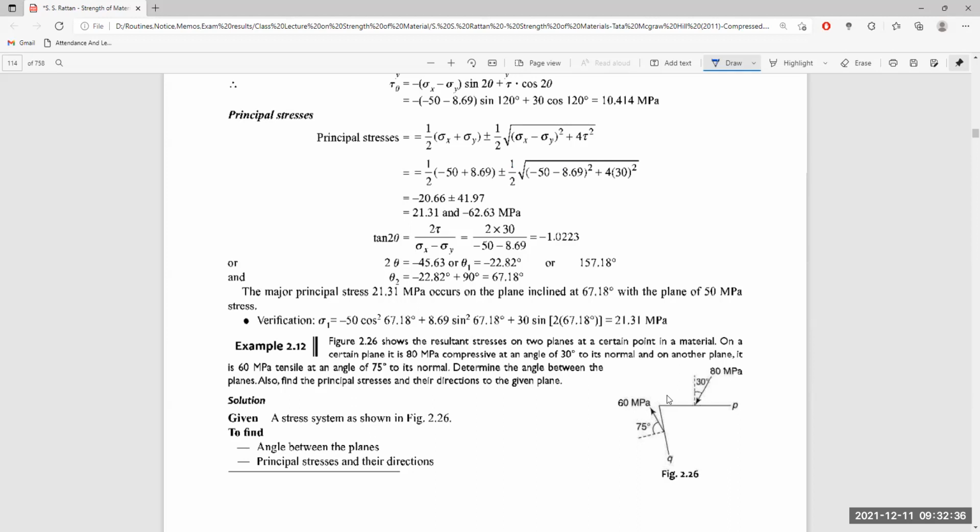So here the resultant stress is given as the resultant of the stresses on an inclined plane, sigma theta and tau theta. Here, one is 80 MPa, another is 60 MPa. So let us see.